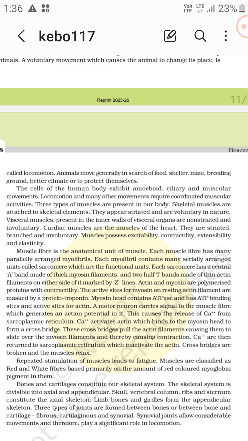Each sarcomere has a central A band made up of thick myosin filaments, and two half I bands made up of thin actin filaments on either side of it, marked by Z lines.